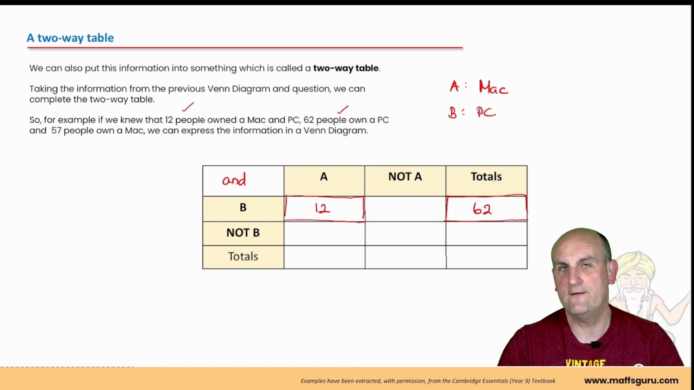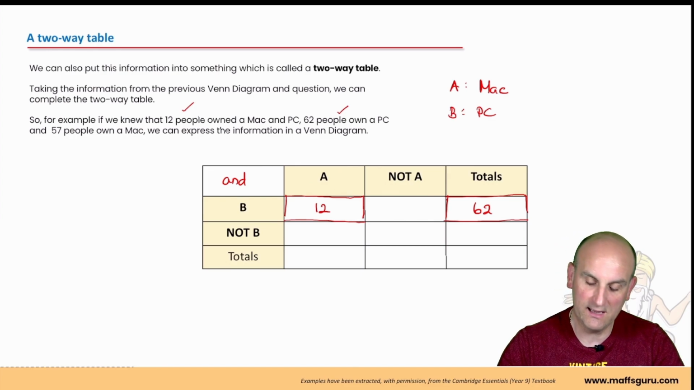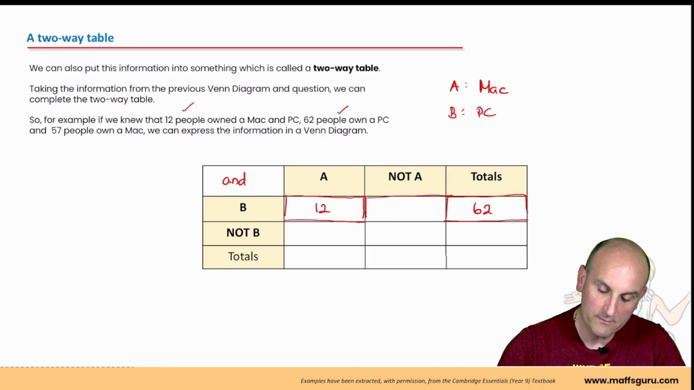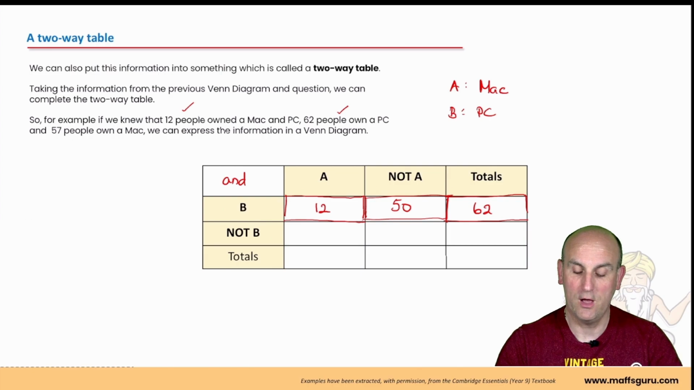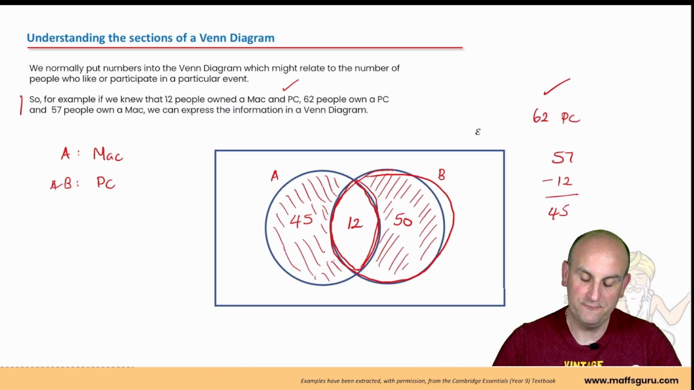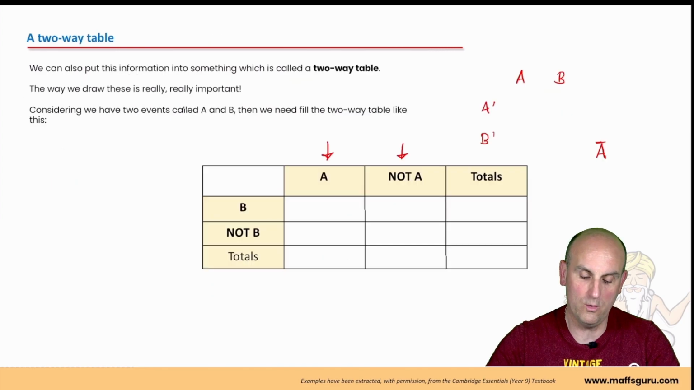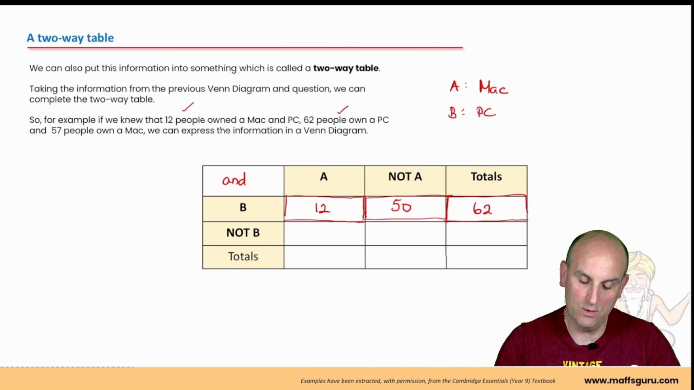And does that mean we can now find a missing value? Absolutely. I can find this "not PC", because in that situation the 12 and this other number must add to give 62. So that would have to be 50 who do not own a PC. So let's just check. Did 50 people not own a PC? Absolutely, because in that situation, 50 people had a Mac. Whoa! All right, so what about the next one?